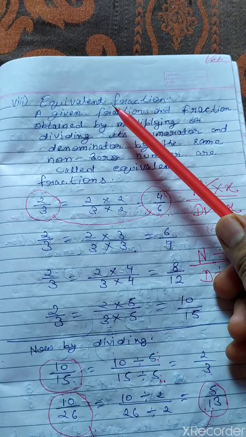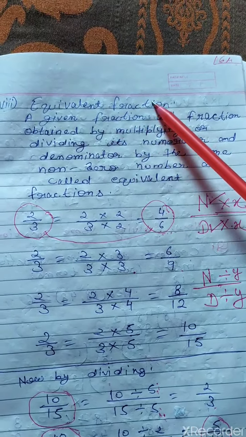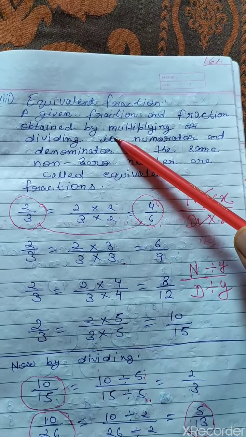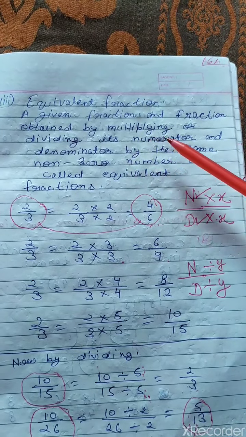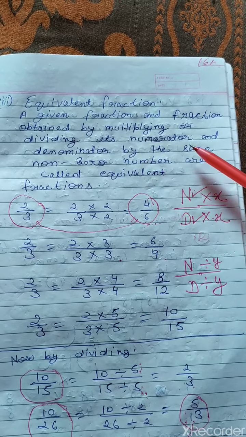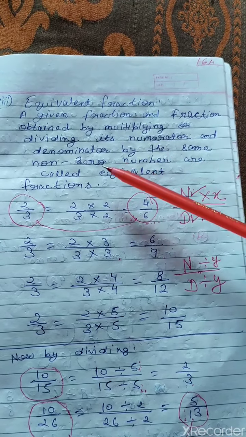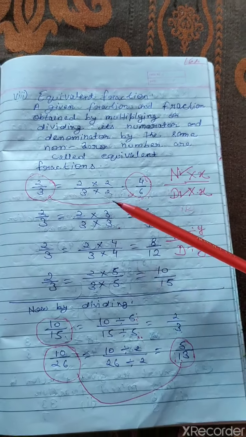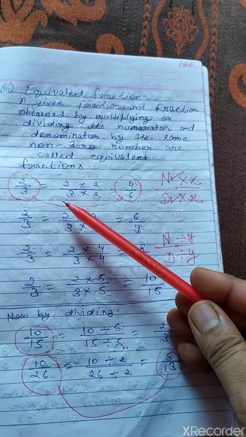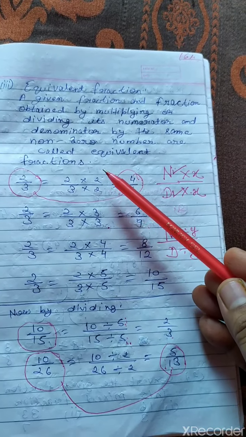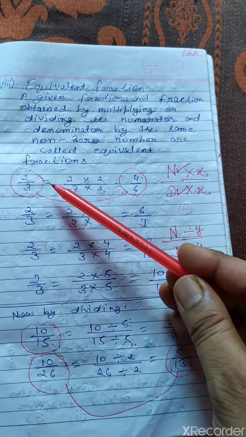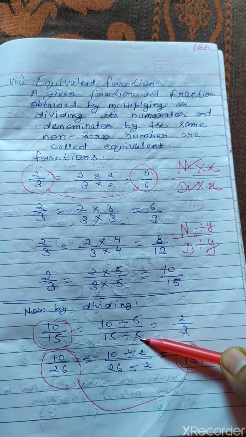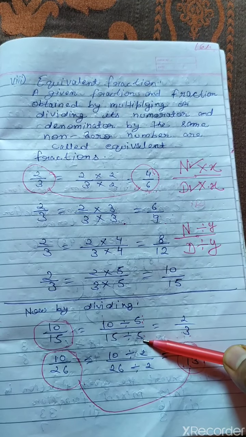That is very important. In equivalent fractions, a given fraction and a fraction obtained by multiplying or dividing its numerator and denominator by the same non-zero number are called equivalent fractions. It means you can get the equivalent fraction of any number by two methods: multiply the numerator and denominator by the same number, or divide the numerator and denominator by the same number. There are only these two methods.